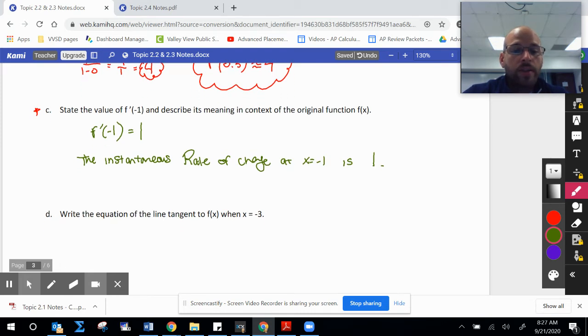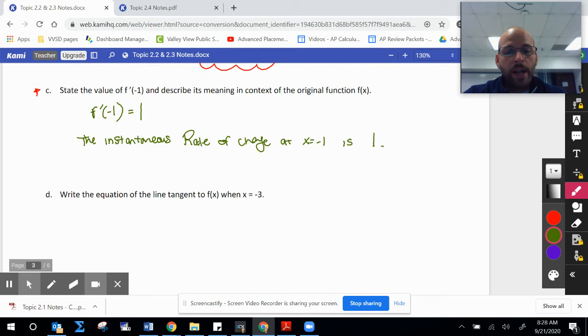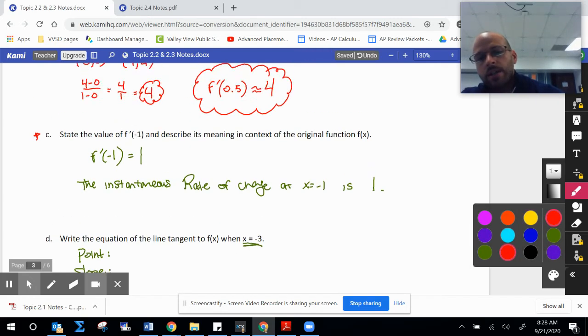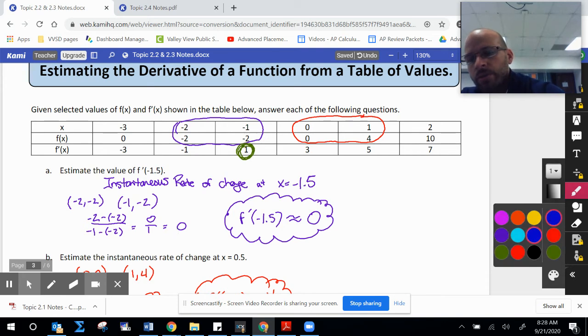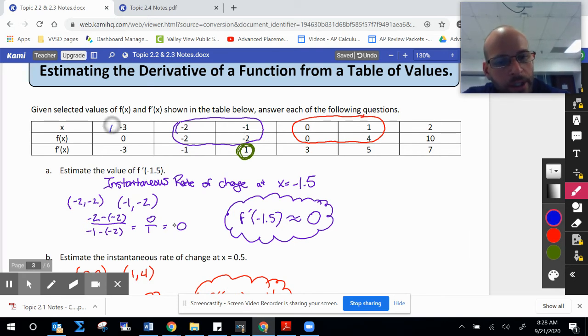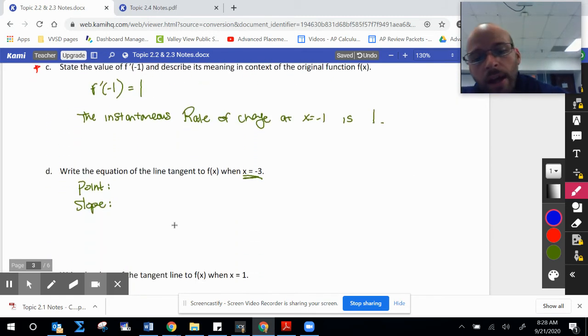So now I want to write the equation of the tangent line to f when x is -3. Just like we did before, we need a point and we need a slope. I have to scroll up to see my table, but we want that tangent line at -3. So let's go with blue. All right. So at -3, I know the point is -3, 0, and the slope is the very last line of the table. That would be a -3. So my point is -3, 0. My slope is -3.